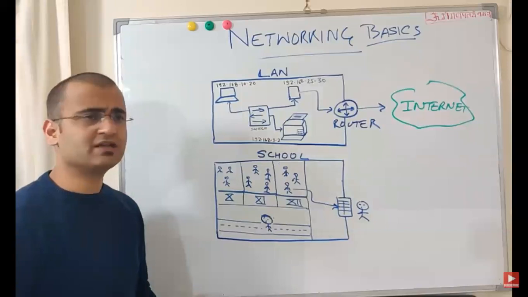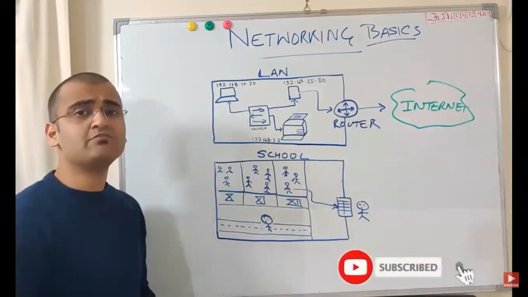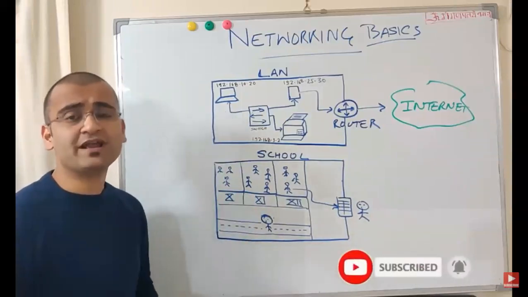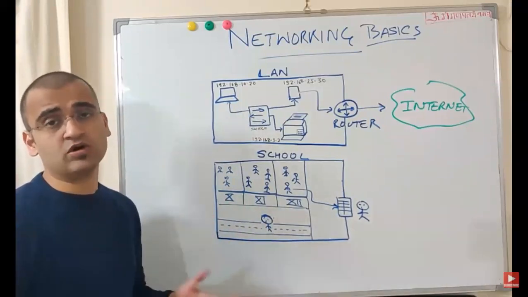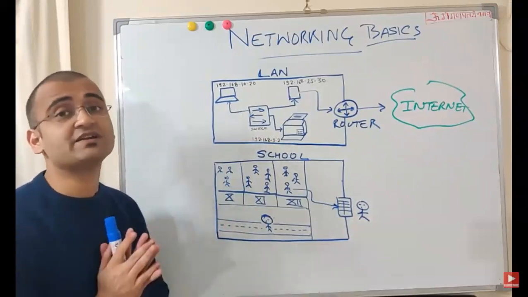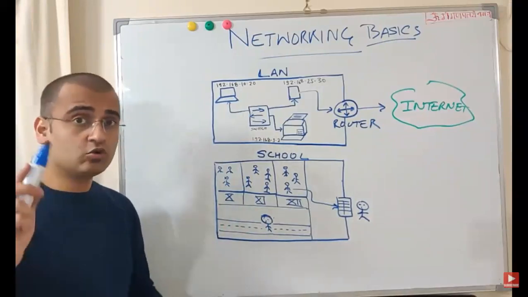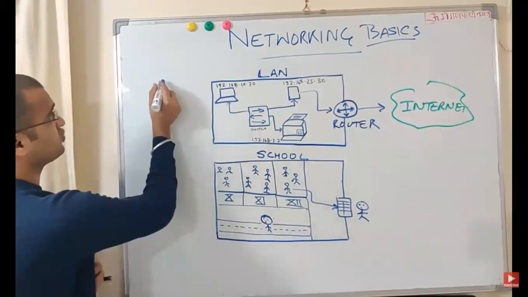But the question arises, how would a machine know whether another machine sits within the local area network or is sitting somewhere outside the main local network? How can a machine understand that? That can be done through yet another concept, which is called a subnet.